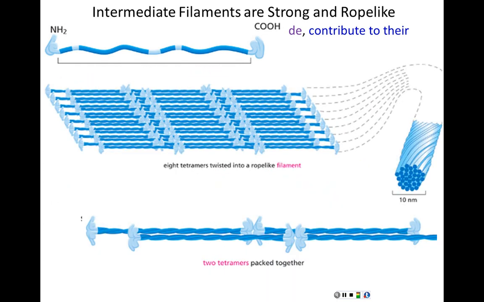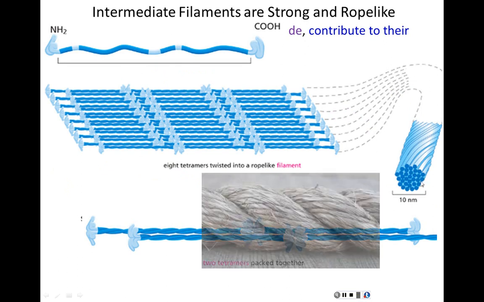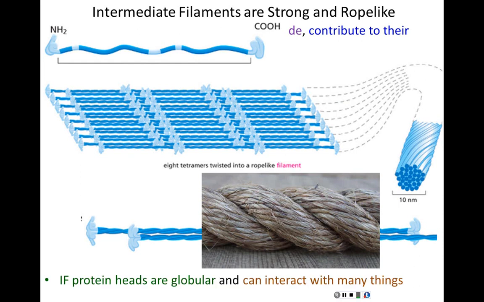Take a moment to compare these schematics. You see how this is a bundled network of individual strands? Just like this is a bundled and twisted network of individual strands. All rope has going for it is its tensile strength. And that's all intermediate filaments offer as well.